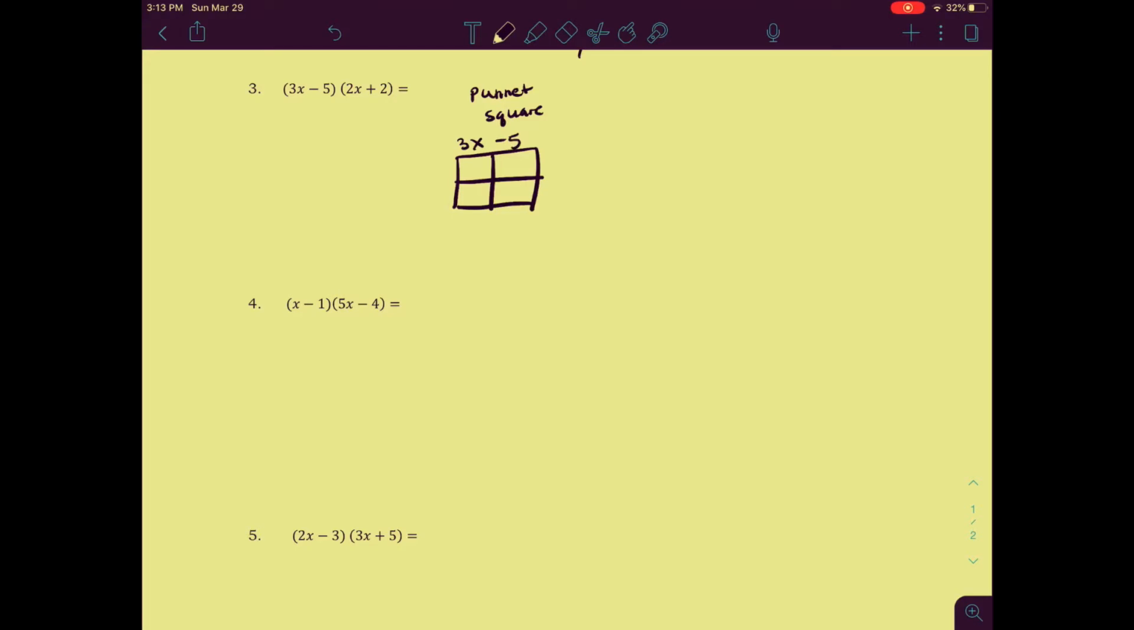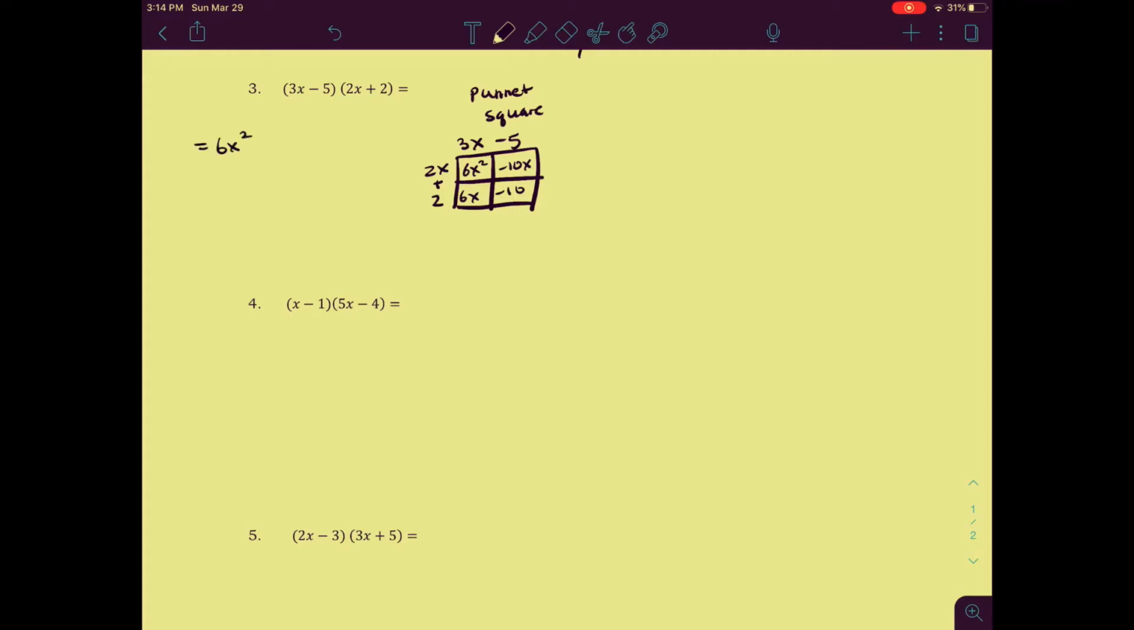I'm going to put 3x minus 5 on the top. And I'm going to put 2x plus 2 along the side. So essentially, it's like the same thing we did before, except now we just have an extra row. I'm going to carefully multiply this out. 2x times 3x gives me 6x squared. 2x times negative 5 gives me negative 10x. 2 times 3x gives me 6x. 2 times negative 5 gives me negative 10.